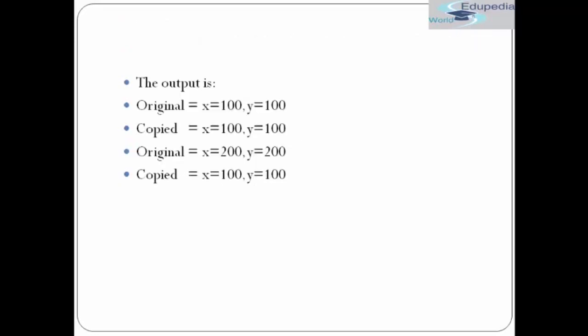So this will be the output that we get. This is the original, and you can see the copied one also has the same value. And then if you try to change the original, the copied will remain unimpacted. Fine guys, now let's do a quick example in our Eclipse IDE. So let's open our Eclipse IDE.